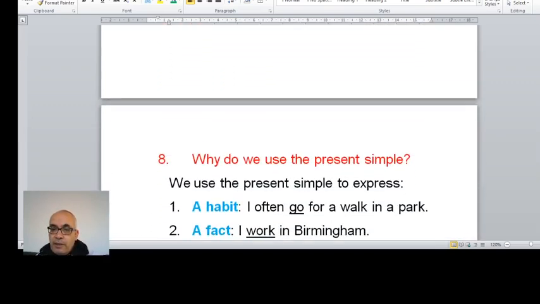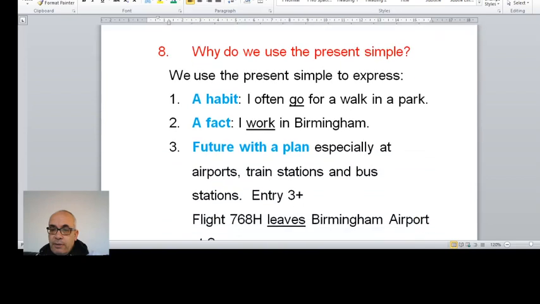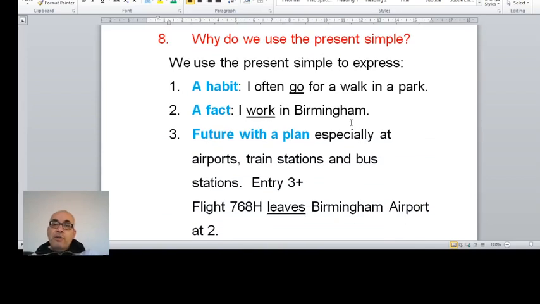Question number 8. Why do we use the present simple tense? Why do we use the simple present tense? Of course, you can say present simple, you can say simple present, you can say present simple tense, you can say simple present tense, no problem. Now, why do we use, this is question 8, why do we use the present simple? The answer is, we use the present simple to express or to show, and I put them in blue for you. Number 1, a habit. Number 2, a fact. Number 3, future with a plan.